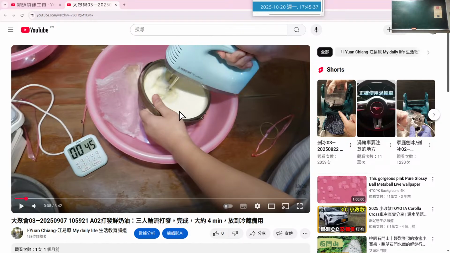The ratio for whipping cream is 100 to 10 to 1. 100, what does it mean? 100 is about the whipping cream, maybe Anchor. Anchor is very popular in Taiwan. The price is also okay. 10 is the sugar, white sugar, and 1 is the vanilla powder.